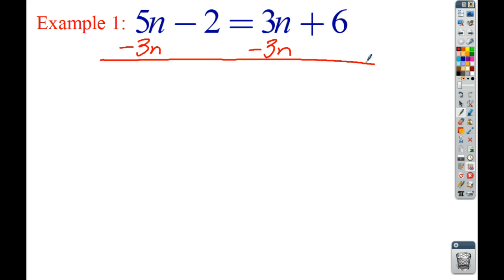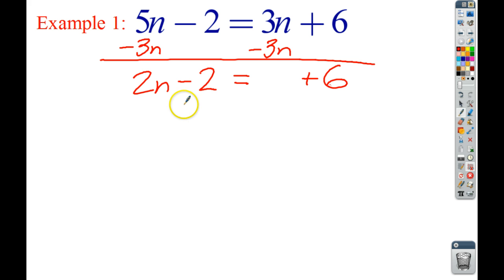Well, 5n and then negative 3n gives me 2n, and I'm also left with a negative 2 on the left side, and that's going to be equal to, well, if I have 3n and I subtract 3n, that leaves 0, so all I'm left with is a positive 6 on this side. Now I'm getting closer because I have the variables on one side, I have 2n minus 2, and now I can solve this like any of my other two-step equations.